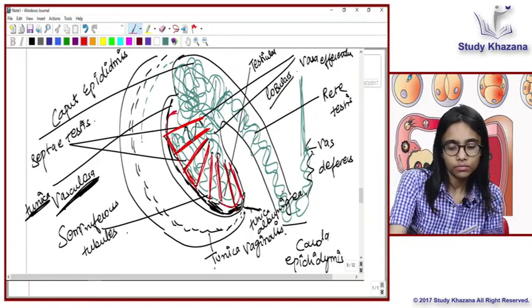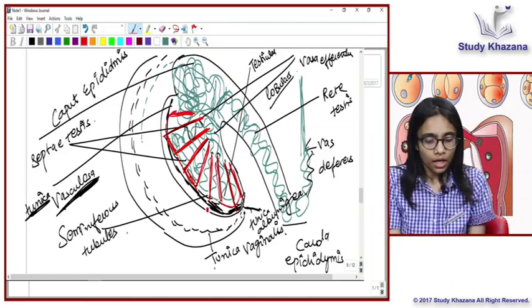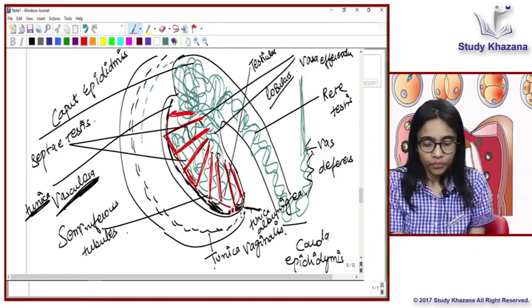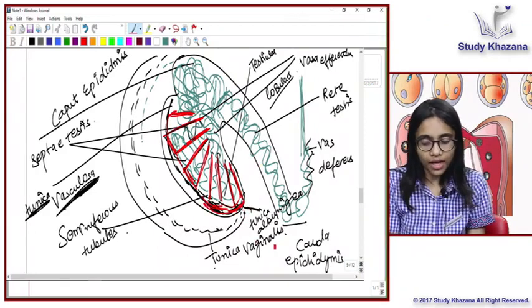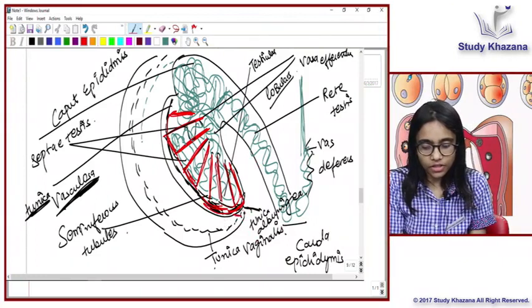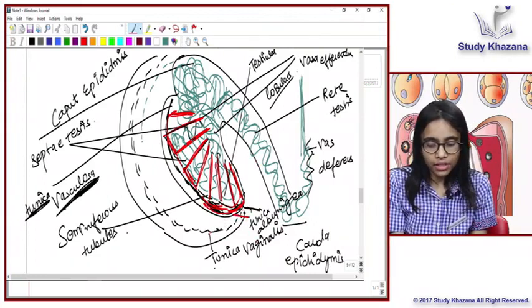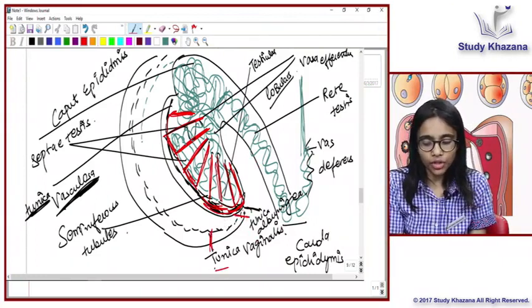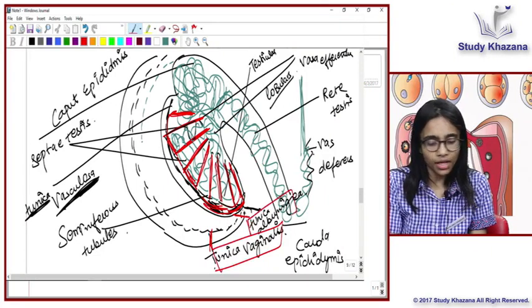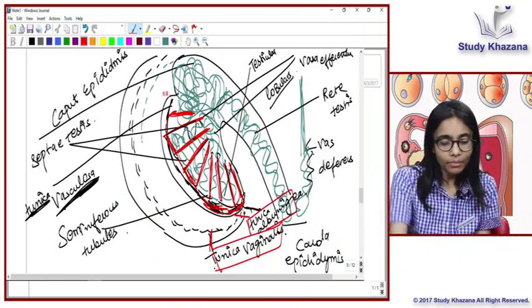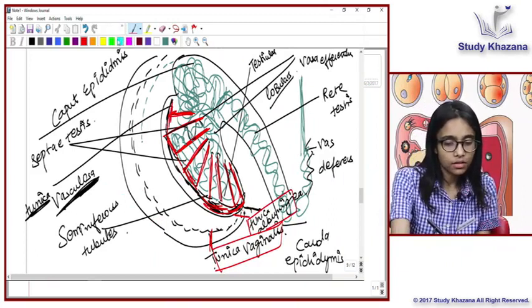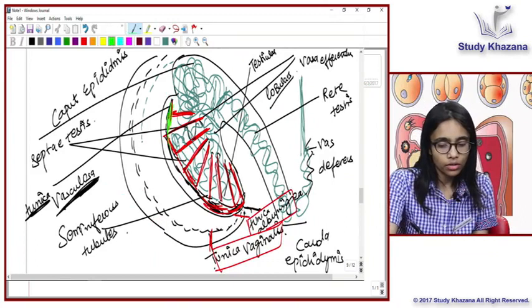Like that only. Okay. You have the three layers. This is your tunica vaginalis. This is your tunica albuginea. This is the tunica vaginalis. This is the tunica albuginea, and the inner one that I mentioned with the green one.